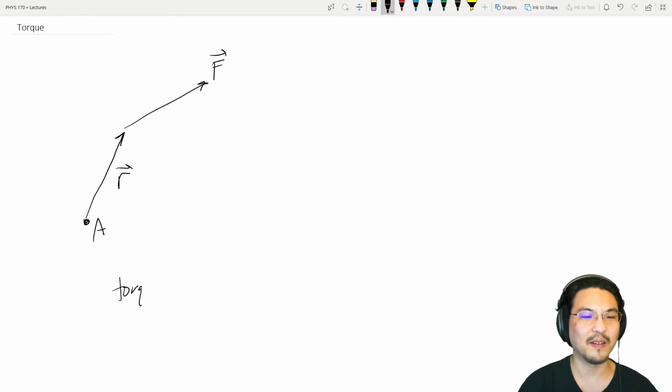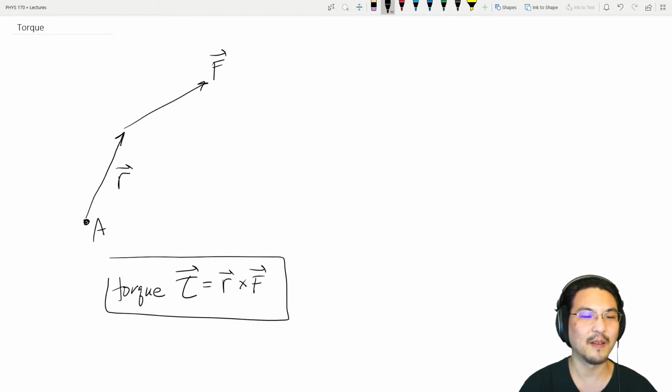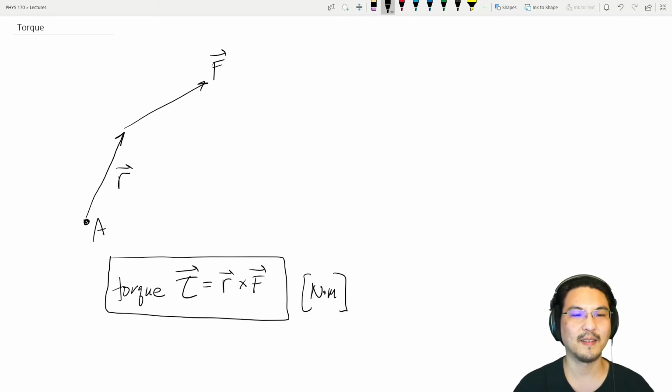The torque, we'll use Greek letter tau, is a vector, which is R cross F. That's it. This is the definition. Right? And then this is meters. This is newtons. So the units are just newton meters. Okay, so that's torque, just that cross product.